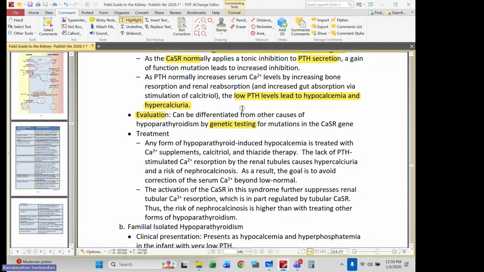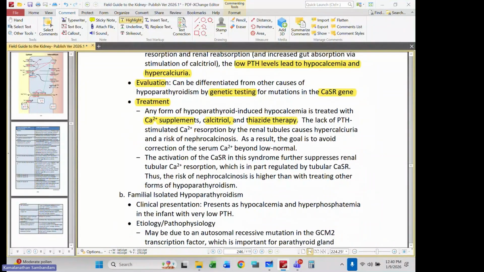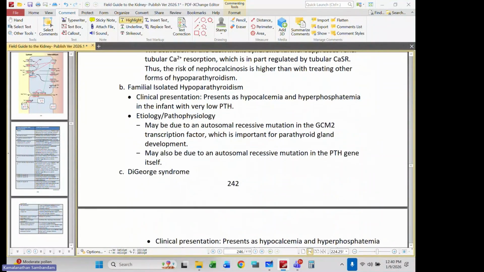Evaluation will be often through genetic testing now that we have that very easy access to genetic testing. That's where the diagnostic confirmation of the diagnosis is ultimately ending. Treatment, I mentioned, really calcium supplements, calcitriol, and thiazide therapy, right? I've described the reasons for that. I don't think we need to go through that text any further. Any questions before I move on?